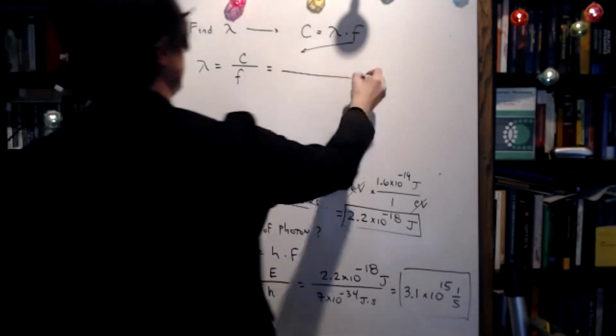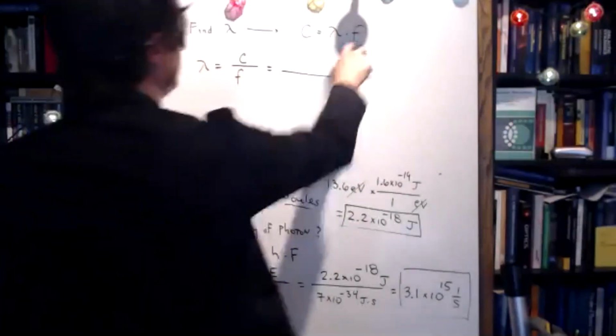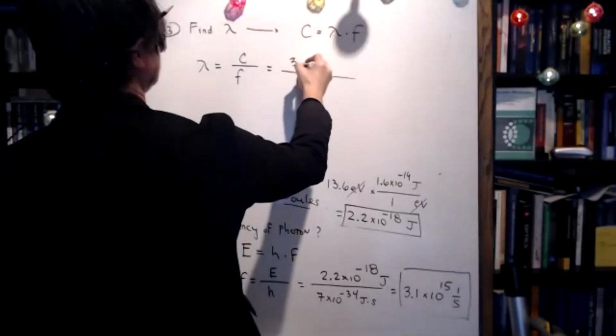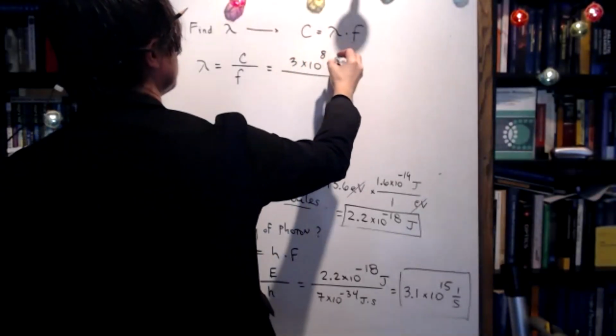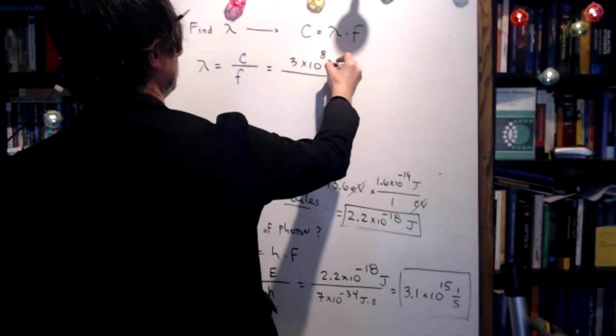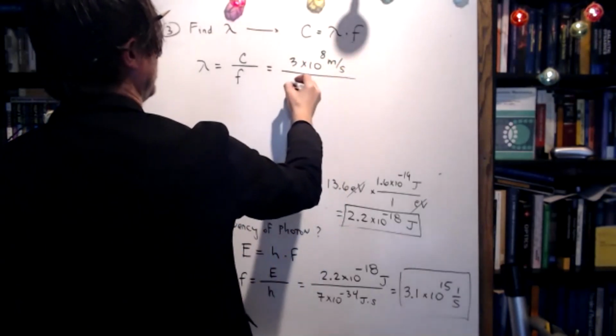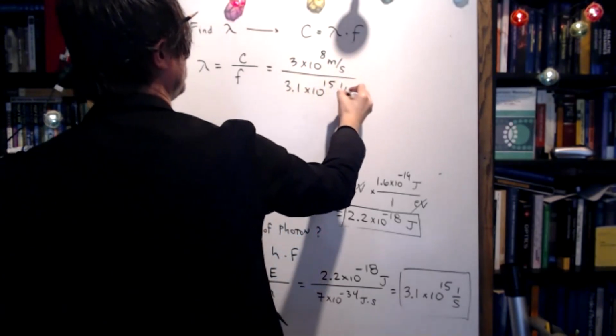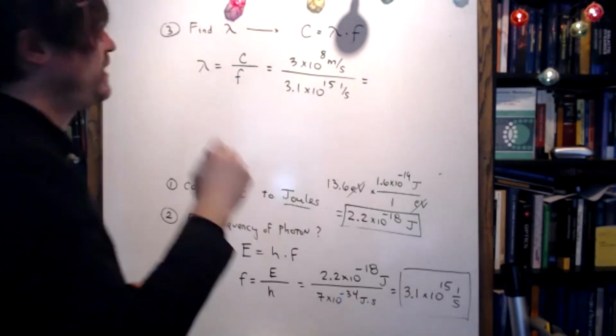Okay. Now we plug in our values. You get the speed of light right from the formula sheet. It's 3 times 10 to the 8 meters per second. And the frequency was 3.1 times 10 to the 15 hertz, or cycles per second.